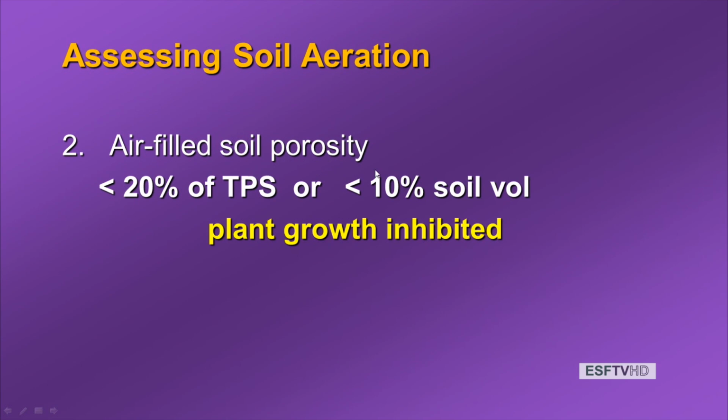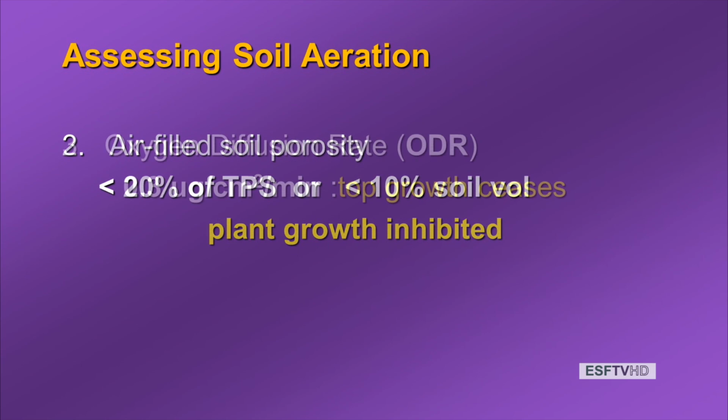Or you can express that in terms of the soil volume, because about half of those would be micropores in the average sense. That would be bad. So plant growth is inhibited. So now we have two things. We have concentrations of carbon dioxide and oxygen, and we have this air-filled soil porosity, two variables we can measure as an indicator of soil aeration. But there are more, and so we'll go through them.